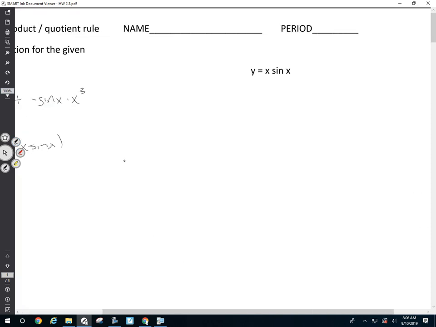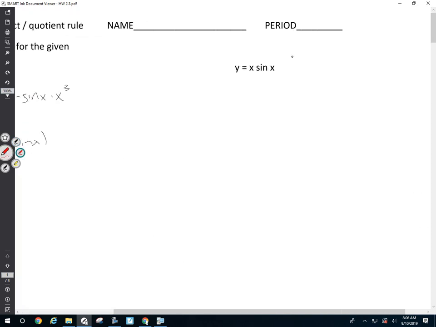Okay. Second one, x sine x. Have to use the product rule because this is the product of two different functions. We have the first, we have the second, the tangent slope generator, y prime, or dy/dx: derivative of the first times the second, plus derivative of the second times the first. Do not multiply this x and this x together. That is wrong.